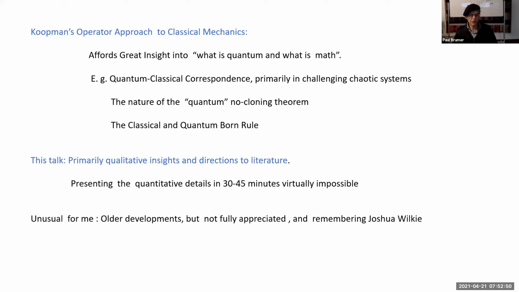Okay, so it's unusual for me to talk about older developments, but these are older developments. I don't think they're fully appreciated. And in addition to which, I want to pay a bit of tribute to Joshua Wilkie, who did a lot of this work in the past when he was a graduate student with me, and he passed away about 6 months ago. So to me, it's a sad loss.